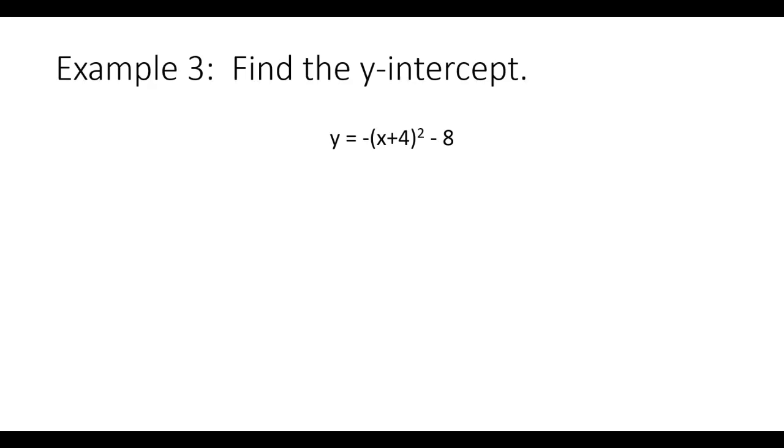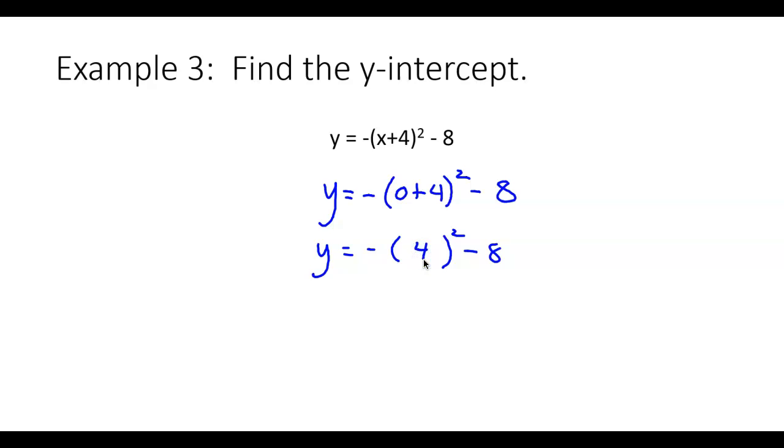How do you find the y-intercept? Well, we said to find the y-intercept, you plug 0 in for x. So step 1 then would be to plug 0 in for x. After that, guys, it's just like evaluating. You're going to follow your order of operations. So we do the parentheses first. 0 plus 4 is 4. Then what do we do?